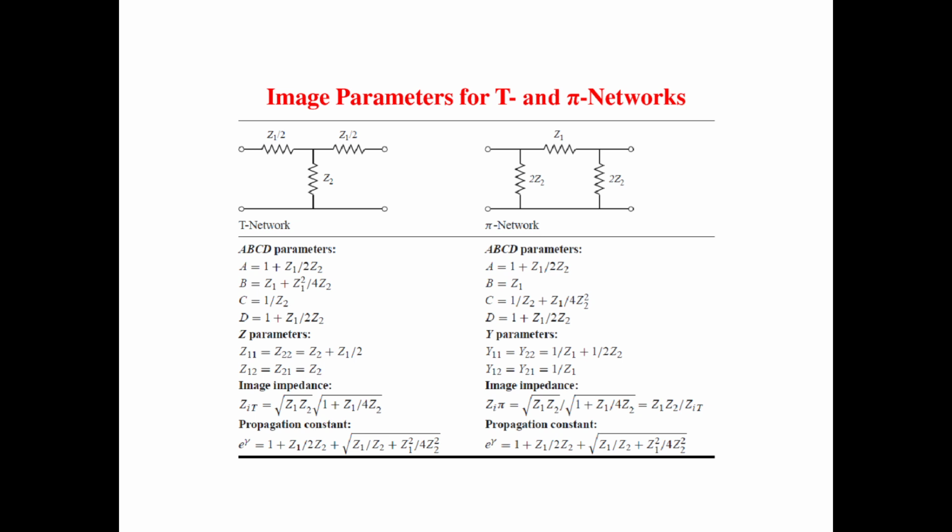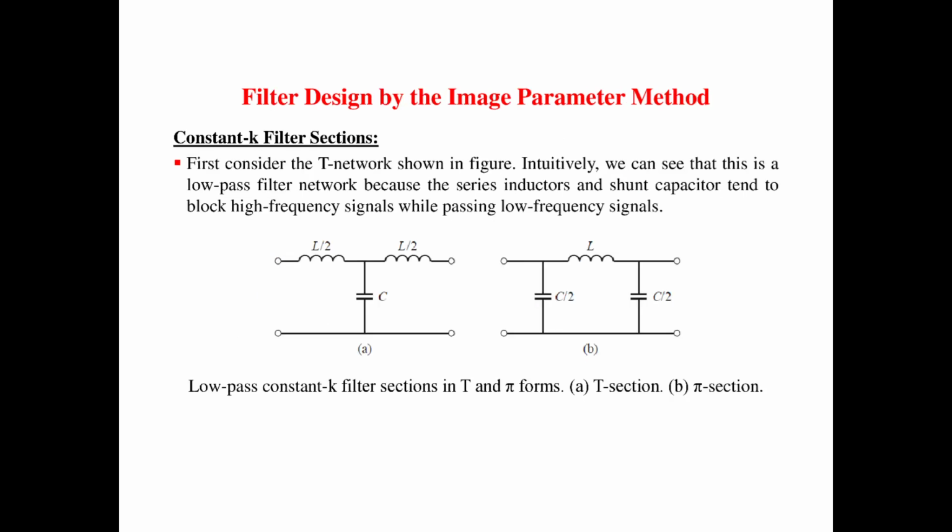Similarly, for the pi filter, A is equal to 1 plus Z1 by 2 Z2, B is equal to Z1, C is equal to 1 by Z2 plus Z1 by 4 Z2 square, D is equal to 1 plus Z1 by 2 Z2, and Y11 is equal to Y22 is equal to 1 by Z1 plus 1 by 2 Z2. Image impedance is equal to square root of Z1 Z2 times square root of 1 plus Z1 by 4 Z2. Propagation constant e power gamma equals 1 plus Z1 by 2 Z2 plus square root of Z1 by Z2 times Z1 square plus 4 Z2.